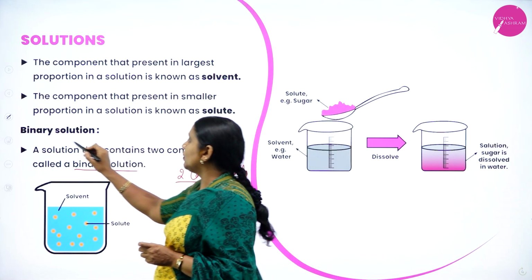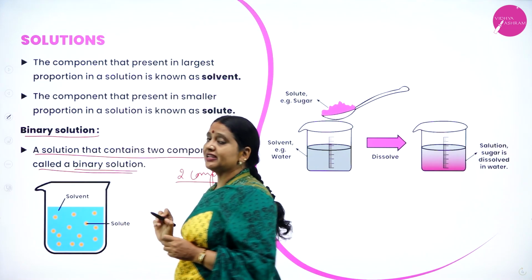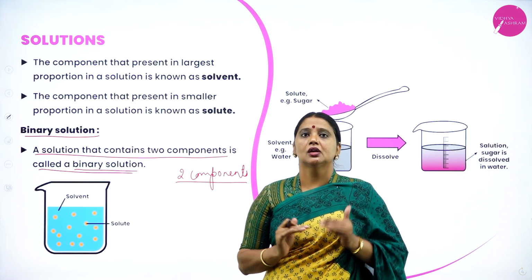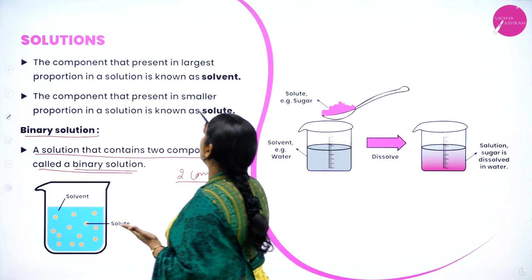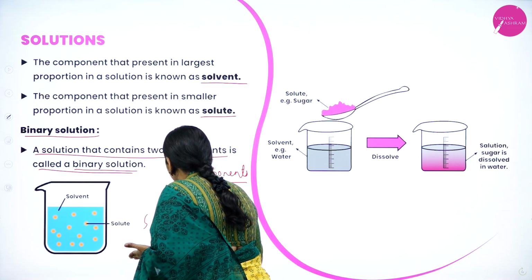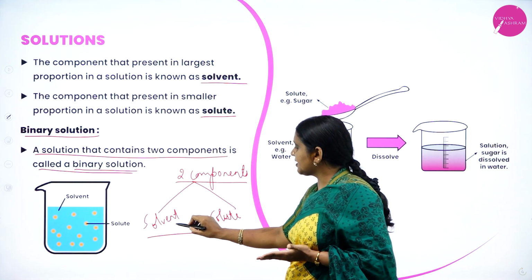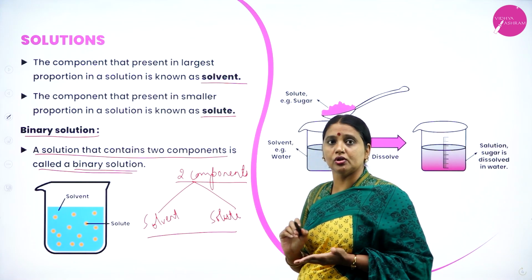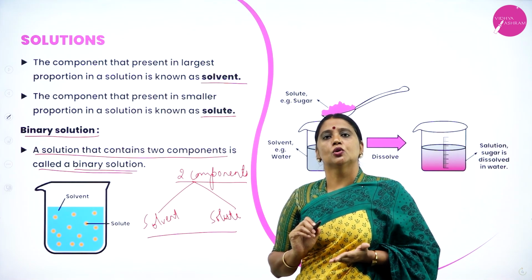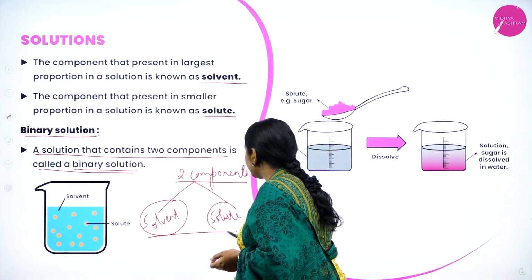What are binary solutions? A solution that contains two components is called a binary solution. What are the two components of the solution? One is solvent, another one is solute. What is a binary solution? A binary solution is a solution containing only two components, namely solvent and solute.